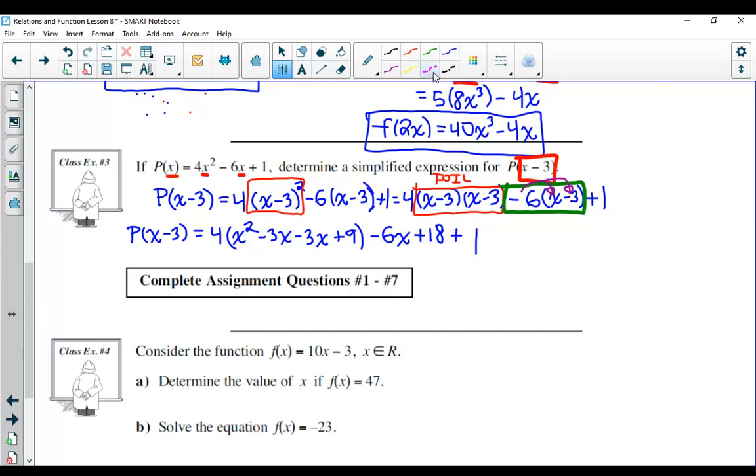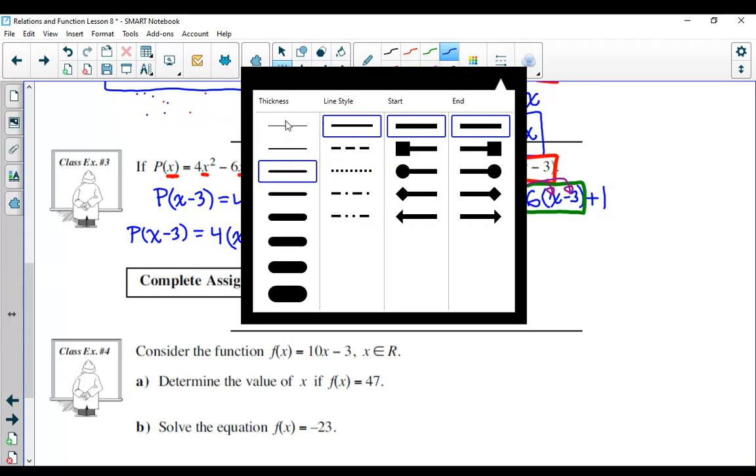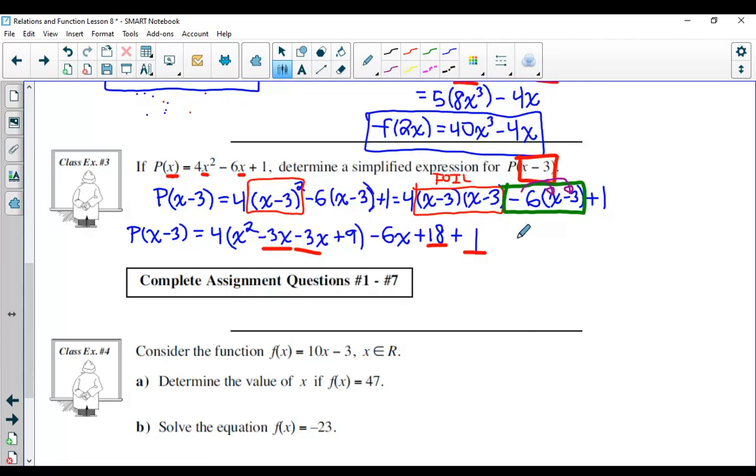Okay, let's collect some like terms here. So I'm going to collect these two middle like terms, and 18 and 1 are also like terms. They're constant terms that can be collected. So then you'd have p of x minus 3 would be equal to 4x squared minus 6x plus 9, and then minus 6x plus 1.